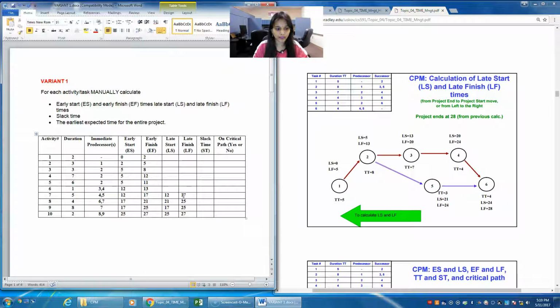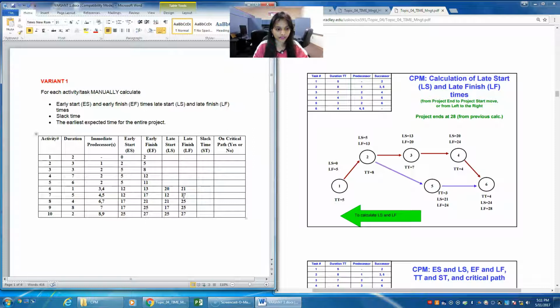And then when you go back, now for 6 is again from 8. So you'll be entering the late start value of 8 and the late finish value for 6, which is nothing but 21. And now subtract 21 from the duration of 6. You'll get the late start value as 20.